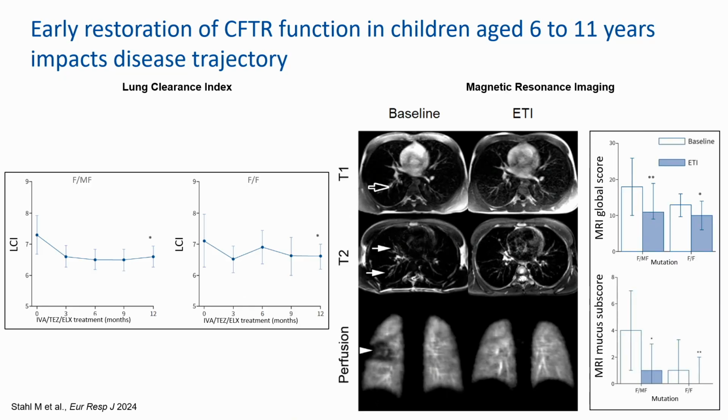But if we look more closely at the structural changes, we can see that those dramatically improve with ETI therapy. But looking at the global score, which includes structural and functional findings, we see that it is improved, but there's still an increase in structural findings compared to 0 in healthy controls. Although the mucus subscore is actually substantially reduced and in the homozygous almost to normal levels. But we still have structural changes. So I think even in this lung disease, 6 years is not early enough to really restore all lung function.